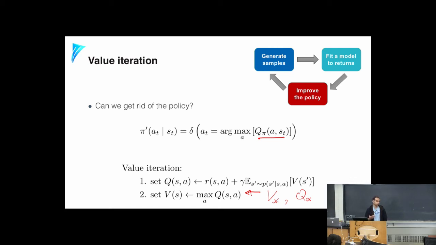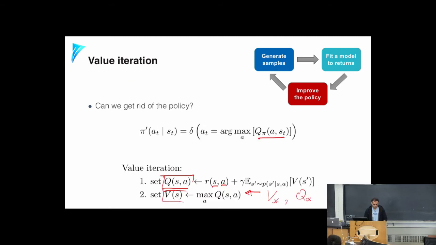We do need to get the data from somewhere, right? We do need to get these s's and a's, but in the tabular setting, we can go and enumerate all of them, right? So we're going to go through all the states and through all the actions. We'll compute this Q for all the states and all the actions, and then recompute again the V function also for all the states, and keep iterating between the two steps.